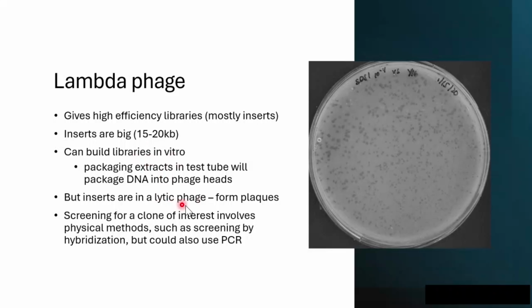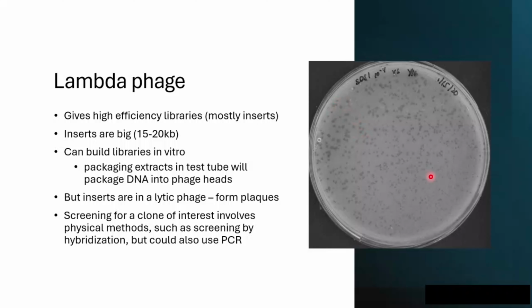One of the problems is that you are doing this in a lytic phage, so you will be forming plaques like this. You've probably seen it before. These are all bacterial colonies that were lysed with this phage. That means there were inserts inside the bacterium, and then the bacterium was exploded. When that happens, you have your plasmids right there.